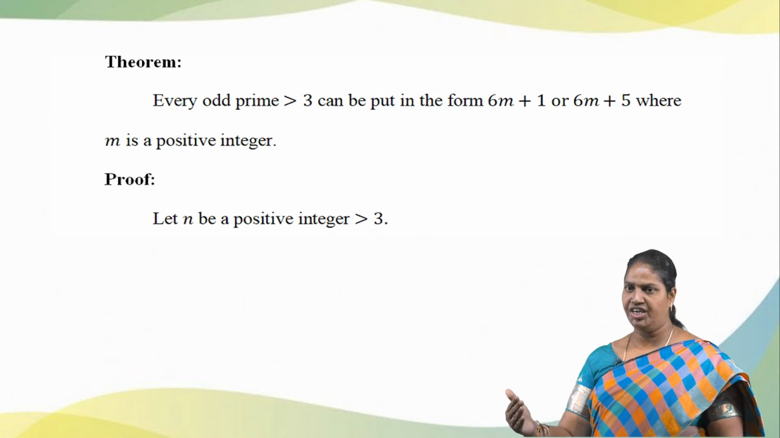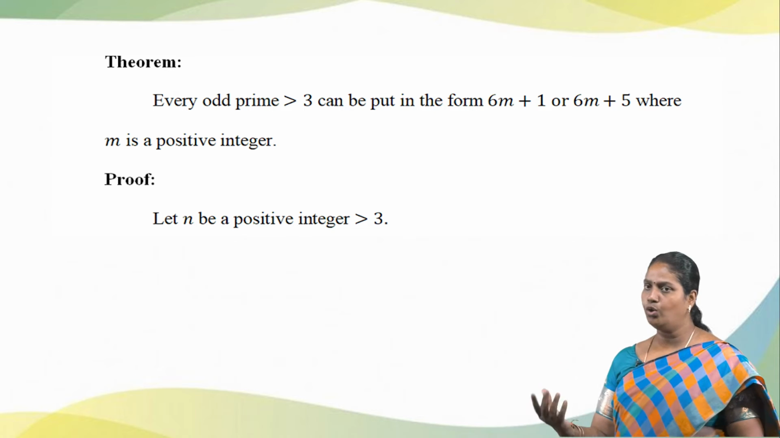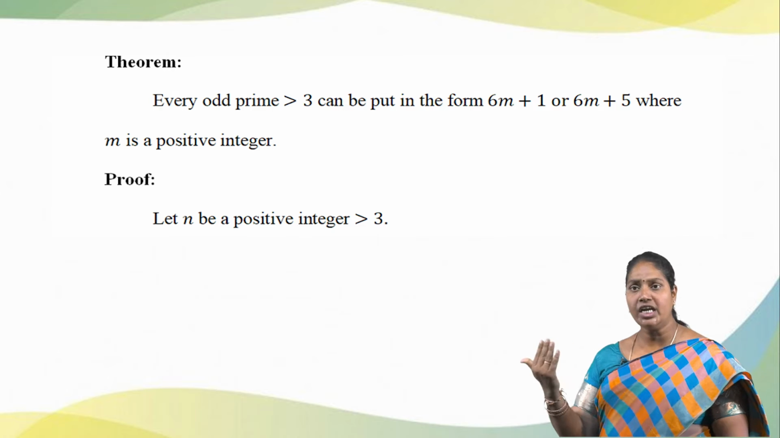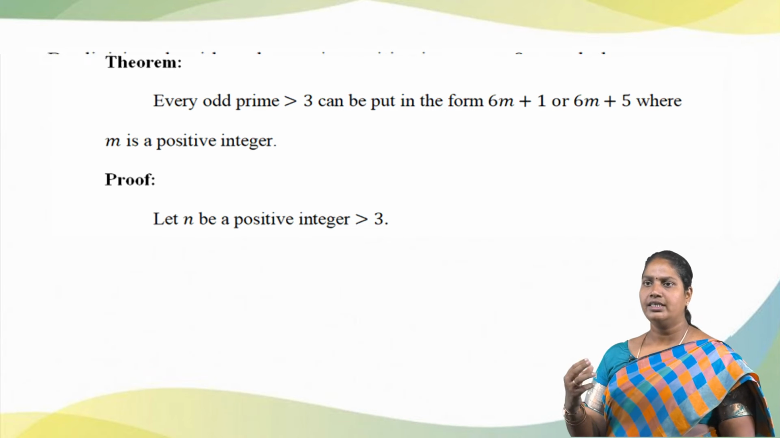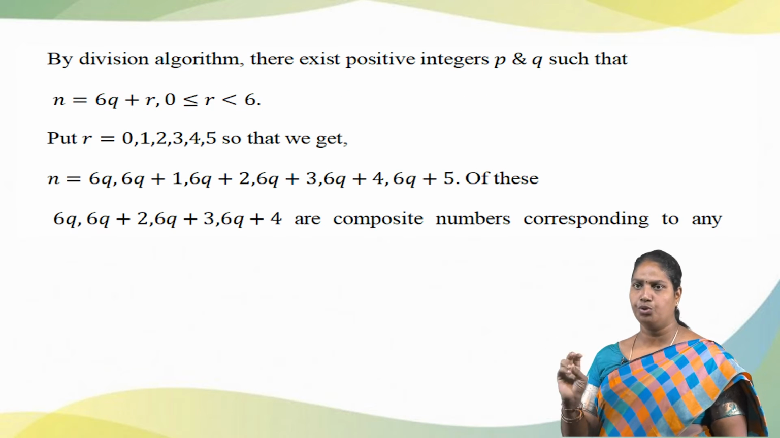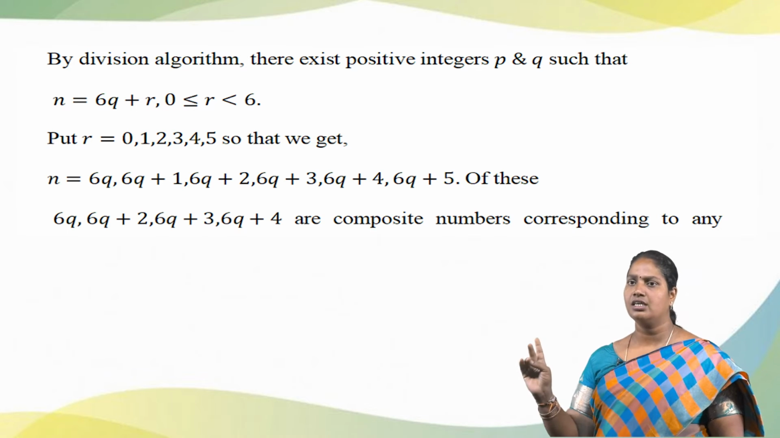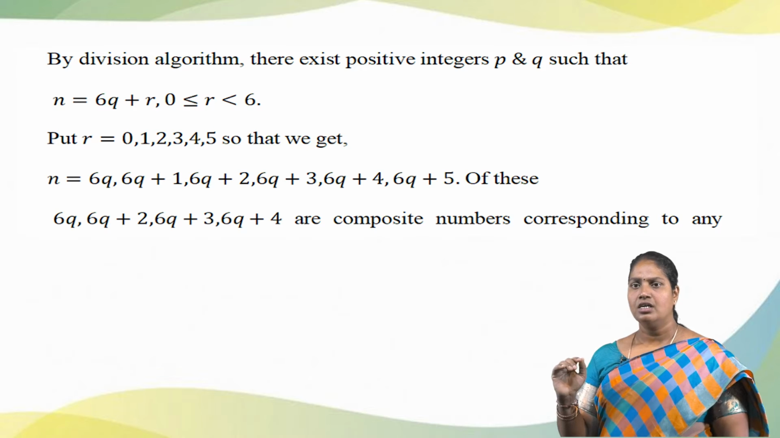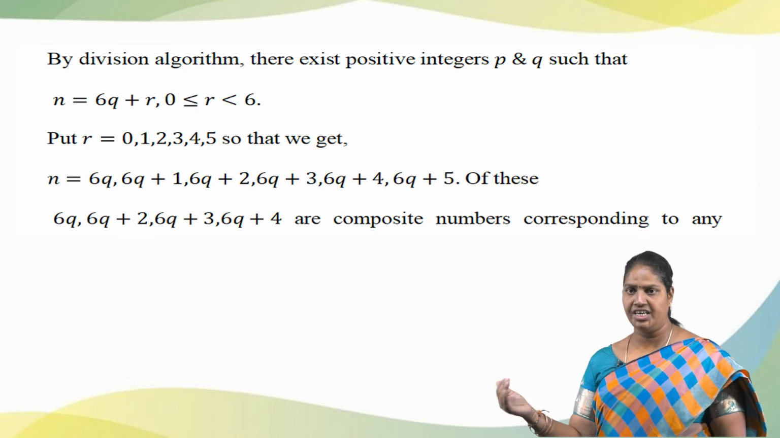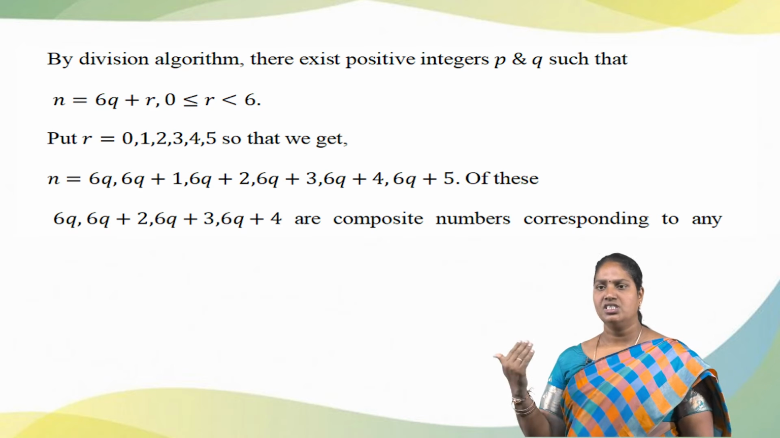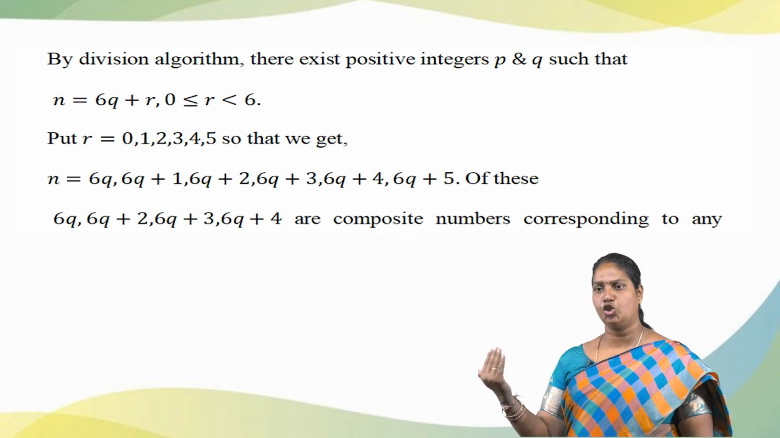Let n be a positive integer greater than 3. Then we all know the famous division algorithm, also known as the Euclidean algorithm. By that algorithm, there exist two integers q and r such that n is equal to 6q plus r where 0 is less than or equal to r less than 6. That means put r equal to 0, 1, 2, 3, 4, 5 so that we get n equal to 6q, 6q plus 1, 6q plus 2, 6q plus 3, 6q plus 4, 6q plus 5.